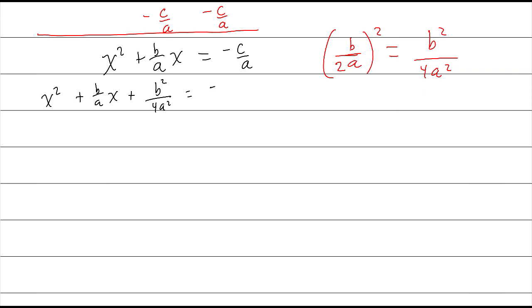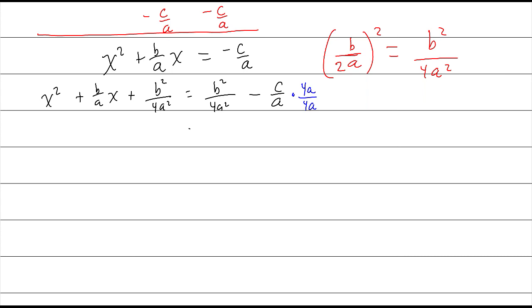Okay, negative c over a, well, I'm adding b squared over 4a squared to both sides. Okay, a couple things I want to take care of now. I know this denominator and this denominator are not the same. I want to actually make them the same. So I'm going to multiply c over a by 4a over 4a, right? I'm just multiplying it by 1. So I'm not changing the value, just changing how it looks.